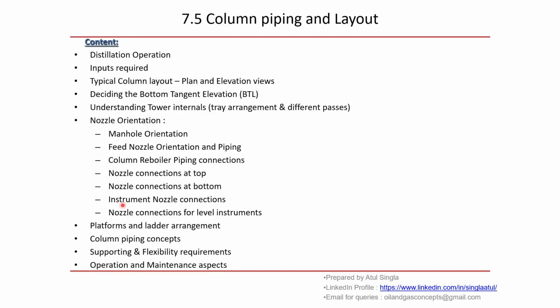Then understanding tower internals, what kind of tray arrangement and different passes are there. Then we tried to understand all kinds of nozzles on the column: manhole, feed nozzles, reboiler nozzles, connections at top and bottom, then instrument connections. So we tried to understand what kind of nozzles are there, so that we can do the orientation for any kind of column. Platform arrangement, we tried to learn a few basic thumb rules, so that we can plan the column orientation. Supporting and flexibility requirements, which are part of nozzle orientation only. These two things we need to do in parallel. Then we tried to understand the operation and maintenance aspects.